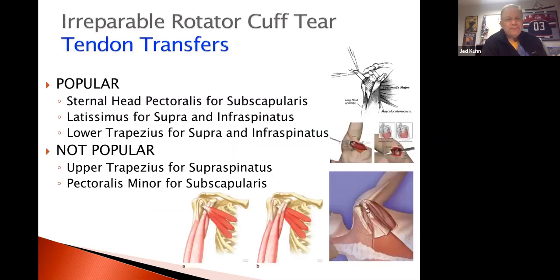Next slide. And then of course there's tendon transfers, and there's all kinds of different ones. Sternal head of the pec for subscapularis, latissimus when the supra and infra are involved, lower trapezius for the supra and infraspinatus. You can take the upper trapezius and move it under the acromion. The Japanese published on that. And you can do a pec minor for the subscapularis. They're not as popular, but they're out there in the literature too.